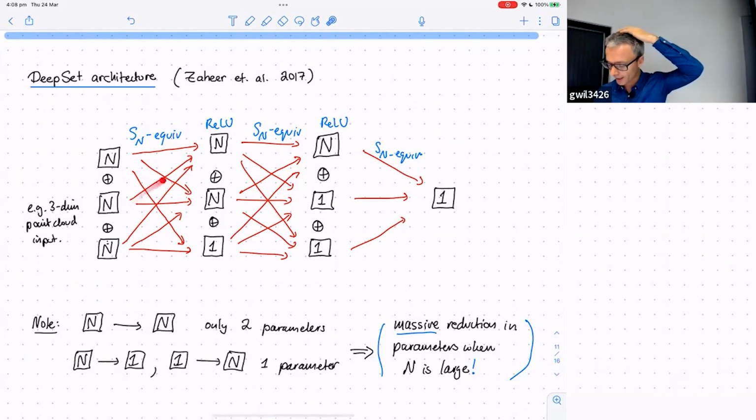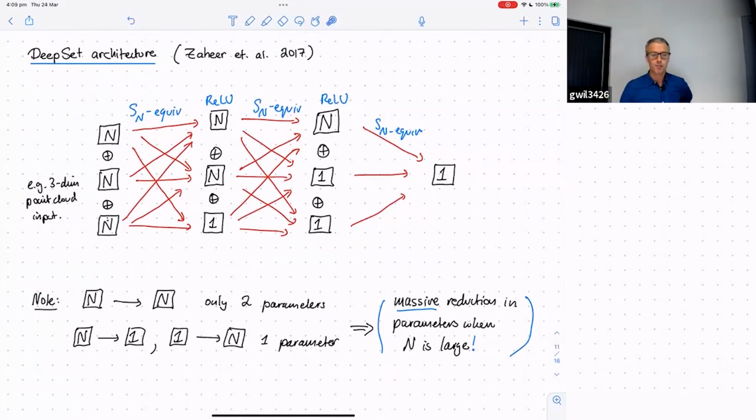Now we do SN equivariant maps and we sprinkle around n's and 1's. These are our building blocks. Now note how crazily this reduces the number of parameters for a large n. If we had no assumption of SN equivariance, this would be an n squared space of parameters, and n could easily be a million or something. But now, because we want this to be SN equivariant, we've just got two possibilities here, one possibility here, one possibility here, et cetera.